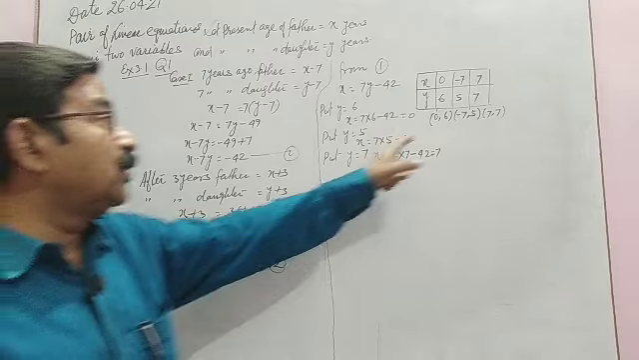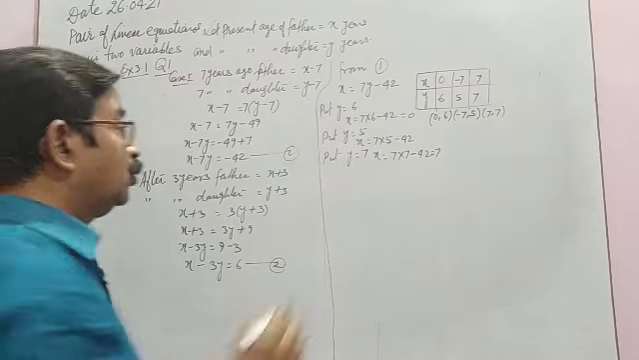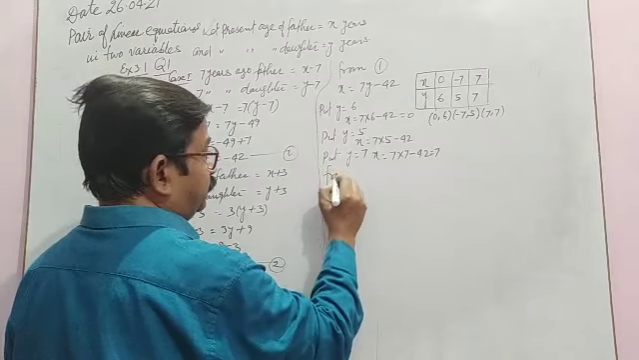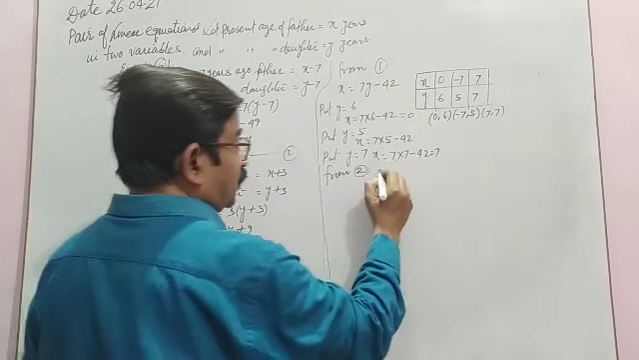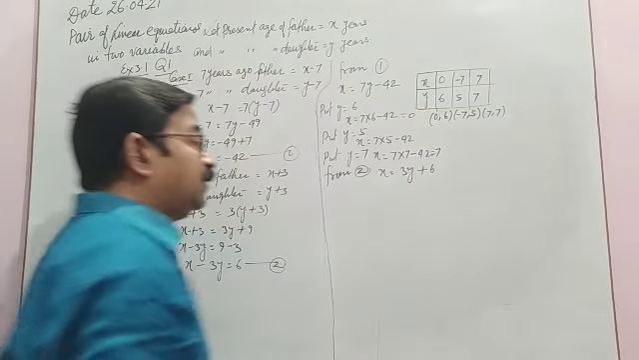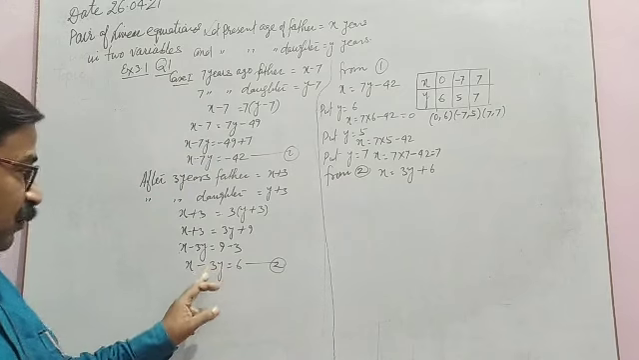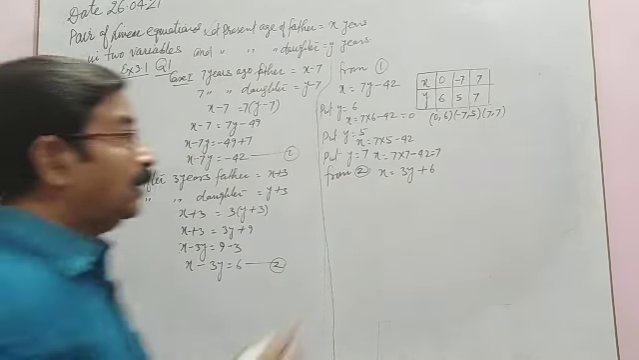So this is the solution from equation number 1. Now from equation number 2, from 2, x is equal to 3y plus 6. This 3y comes to the right side and becomes positive, and plus 6 is already here.